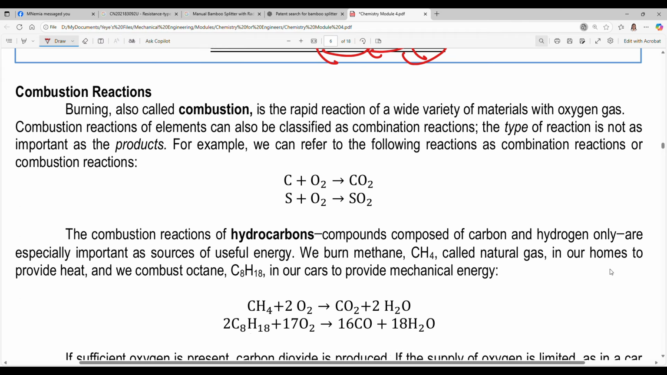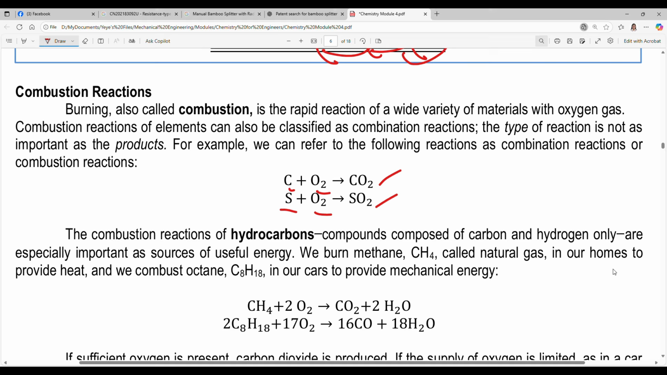Then let's proceed with combustion reaction. Burning, also called combustion, is the rapid reaction of a wide variety of materials with oxygen gas. Combustion reactions of elements can also be classified as combination reactions. The type of reaction is not as important as the product. For example, carbon plus oxygen will yield carbon dioxide. Sulfur plus oxygen will yield sulfur dioxide.